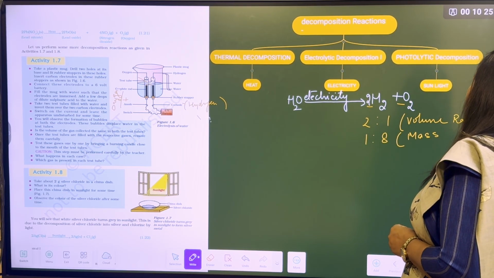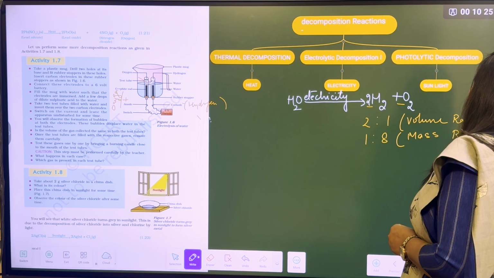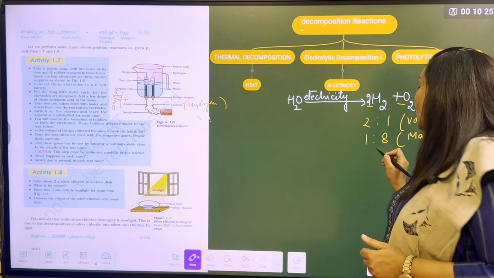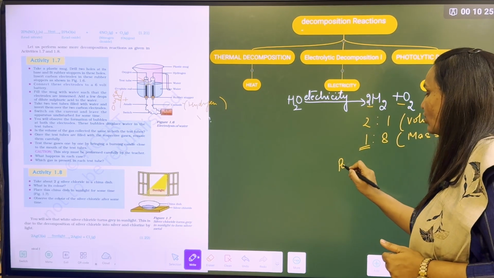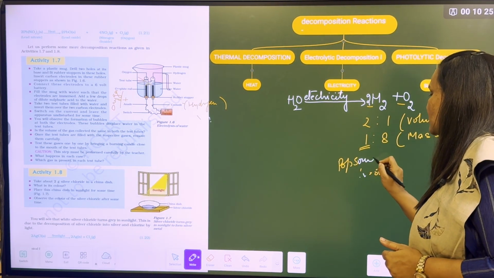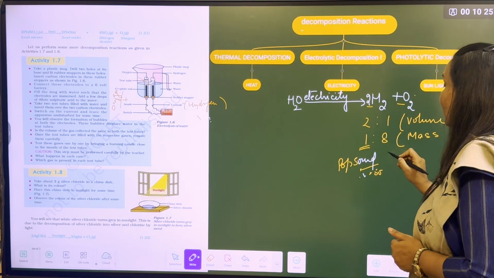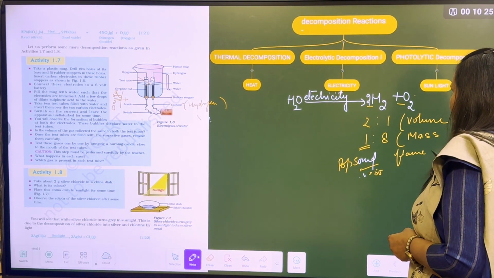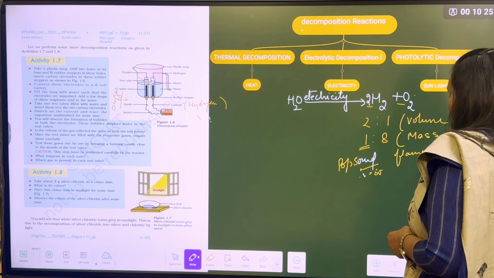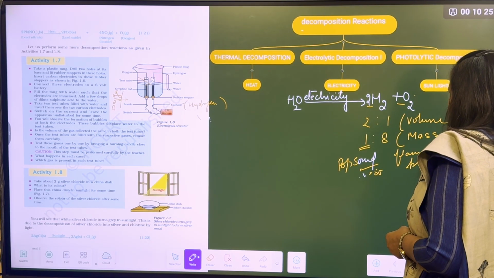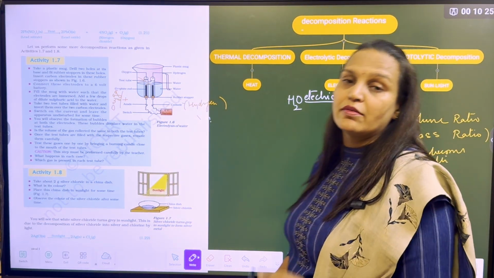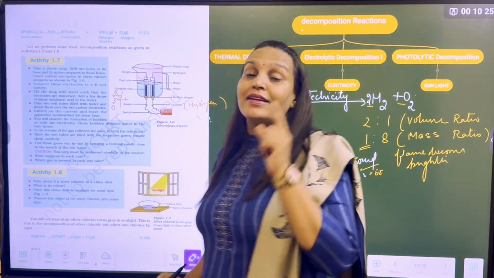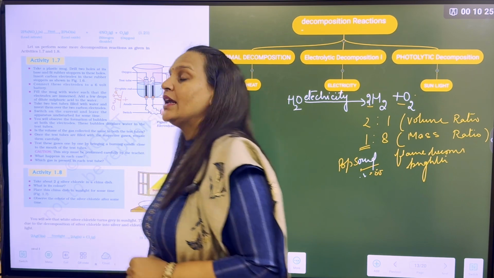And the next thing is, how do you identify the given gases? Which is the hydrogen, which is the oxygen? Hydrogen always burns with a pop sound, whereas oxygen helps in combustion. The flame becomes brighter. So this is one of the most important questions of electrolytic decomposition of water. And the next is activity 1.8. They have not put a heading, photolytic decomposition.